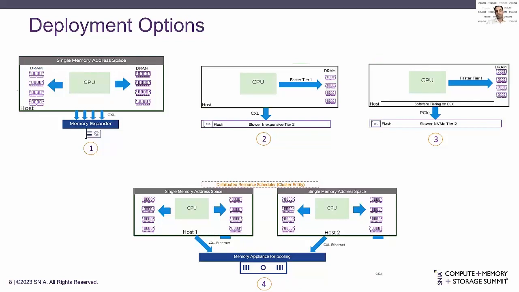Similarly, we are looking into an NVMe tier for much smaller tier ratios. NVMe is more ubiquitous, which means that a lot of our customer base already has NVMe, and this could potentially be a solution. We are also looking into a memory appliance for pooling, like I mentioned before, and we already have DRS as a clustered entity, and we are definitely looking into ways in which DRS could perform the function of a fabric management layer.